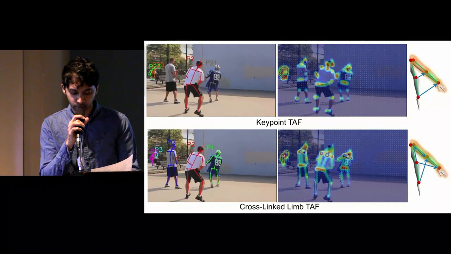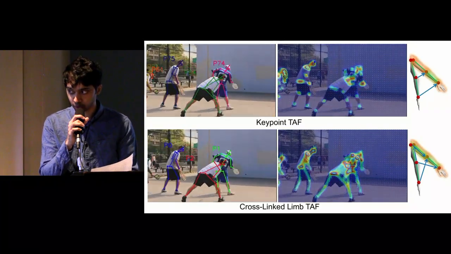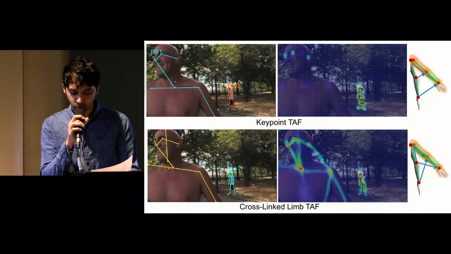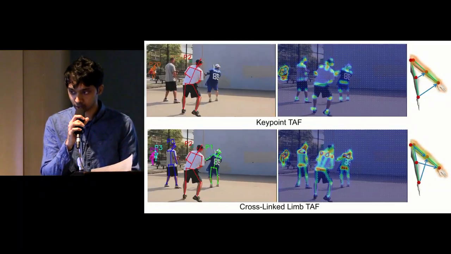Here we have an example where the nearest neighbor cost is disabled for keypoint TAFs. As you can see, the poses in the bottom row with limb TAFs are significantly more stable.